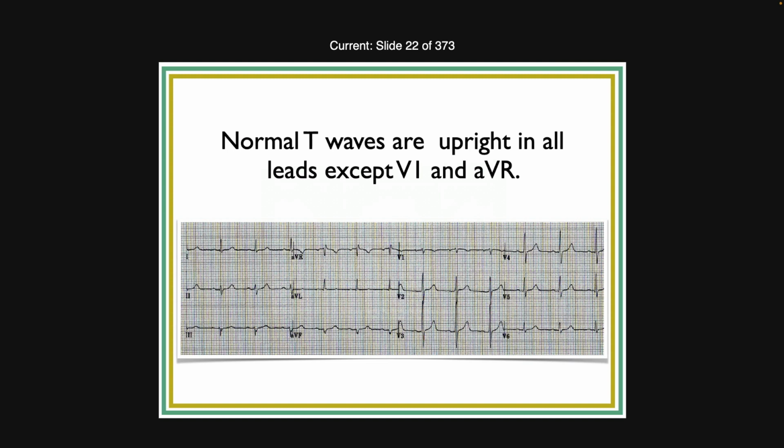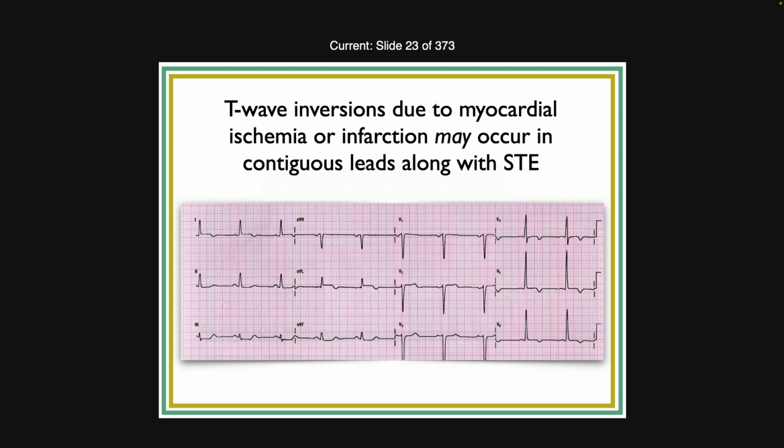So normal T waves are upright in all leads except V1 and aVR, where they typically are inverted. And we can say inverted, flipped, it's the same thing. Upside down, whatever. Now, again, that sounds like a great sign, T-wave inversions, and in fact, in a minute, I'm going to tell you why that's not going to be quite so useful as you think.